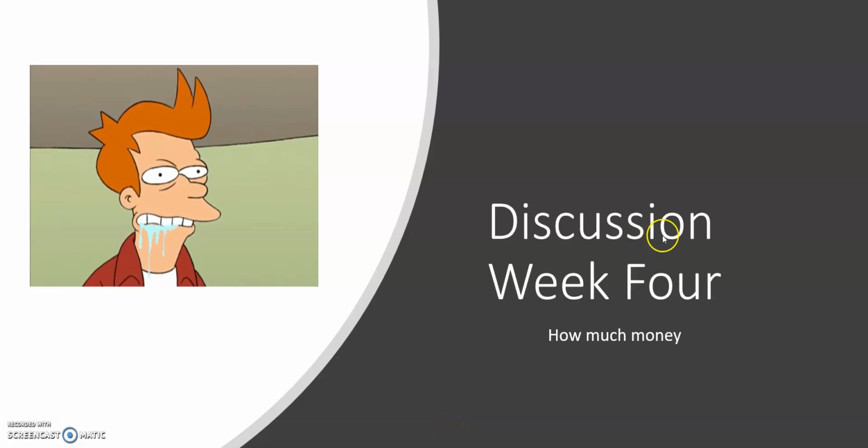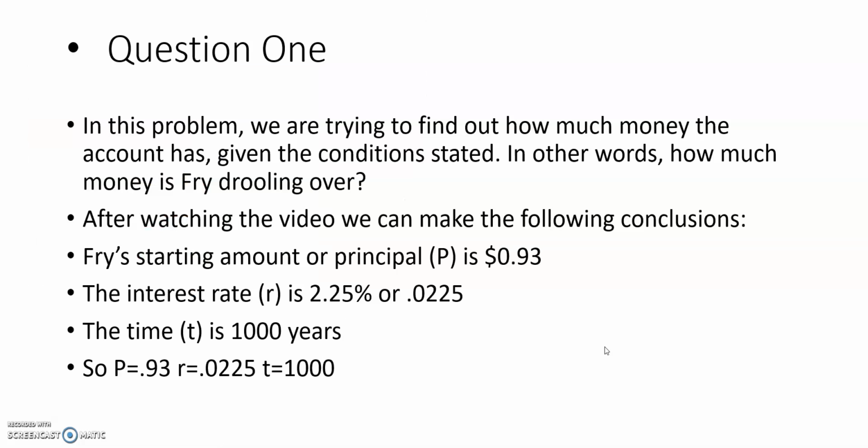Hello, everyone. We're going to be working through discussion week 4, titled How Much Money? So question 1, in this problem, we're going to be trying to figure out how much money the account has given the conditions stated. In other words, how much money is Fry drooling over?